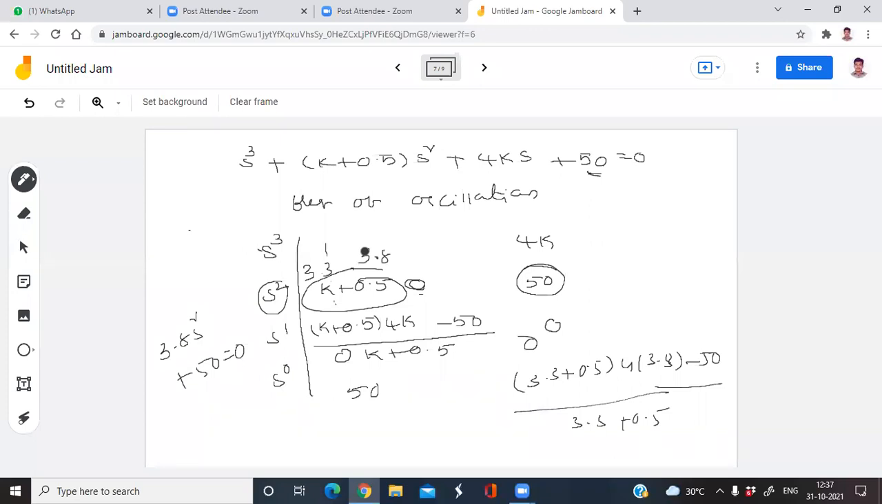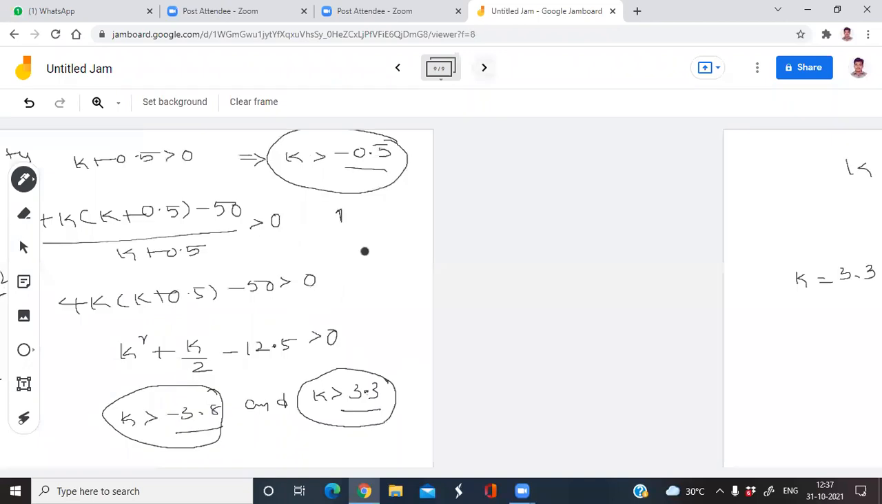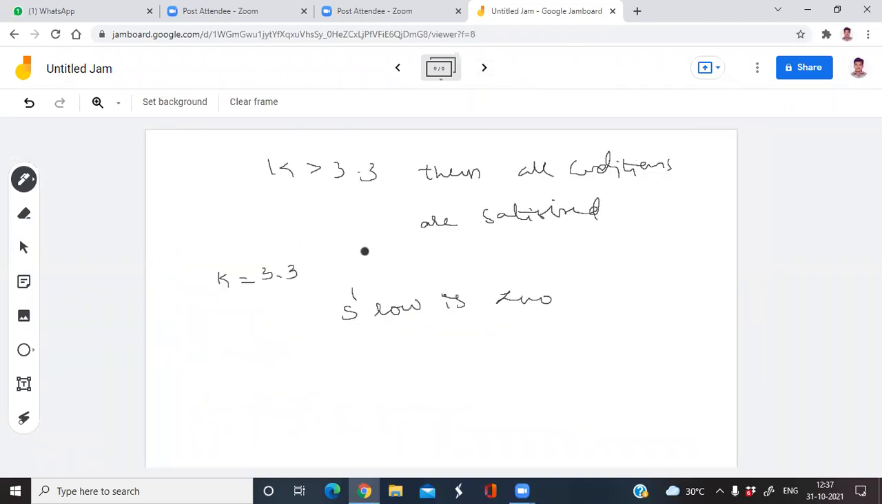Now the s power 1 row is 0. The auxiliary equation is above that s power 1 row, that is s power 2. This value is 3.8 because I substitute k equal to 3.3. So 3.8 s square plus 50. This is an even polynomial. Once again, don't substitute k equal to minus 0.5 here, because then only the first element is 0, not all the elements. Therefore, the auxiliary equation for k equal to 3.3 is 3.8 s square plus 50 equal to 0.